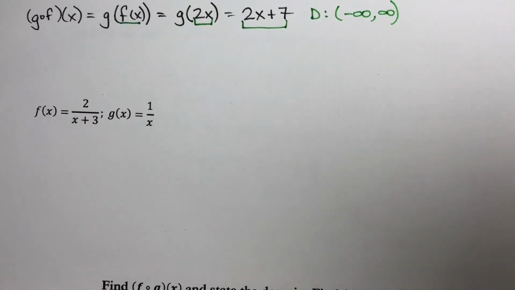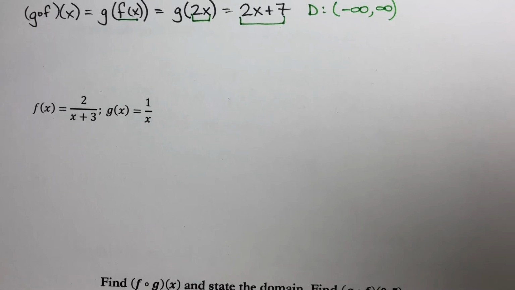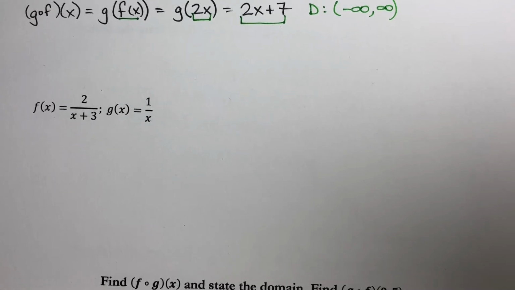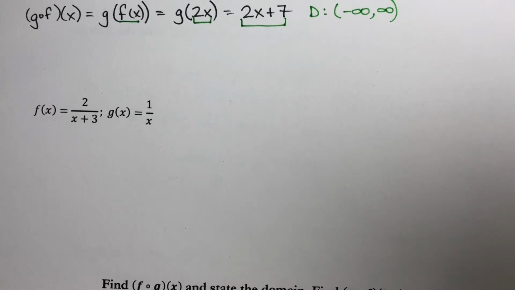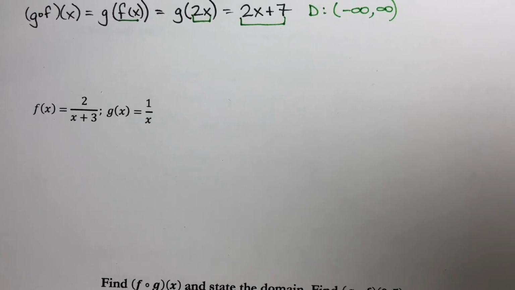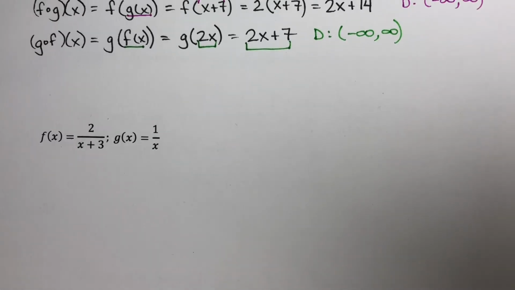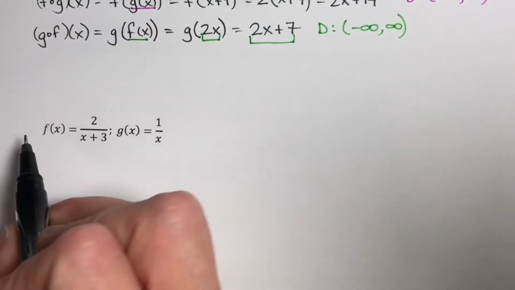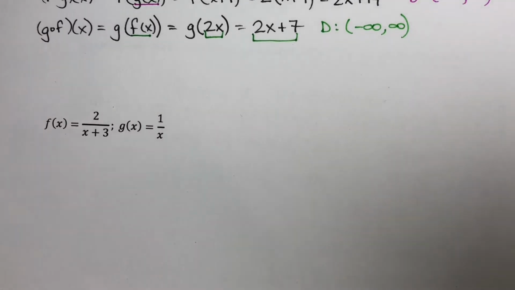Okay, so let's try this one. f of x is 2 over x plus 3, and my g of x is 1 over x. Let's look at each of these. Each of these has their own little issue.